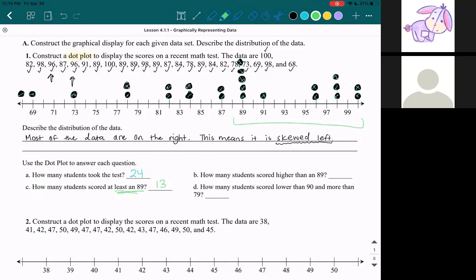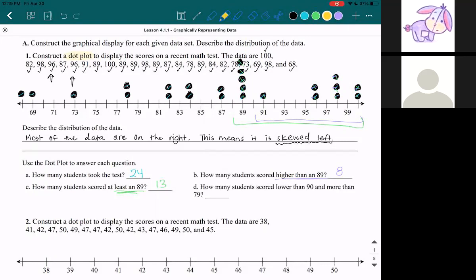All right, how many students scored higher than 89? All right, higher. So strictly higher, you don't want to include 89. That means I'm going to be looking at those only. Now I could just take the 13 and subtract those students, but I could also just count the dots. So I'm just going to do that. 1, 2, 3, 4, 5, 6, 7, 8. 8 students scored higher than 89.